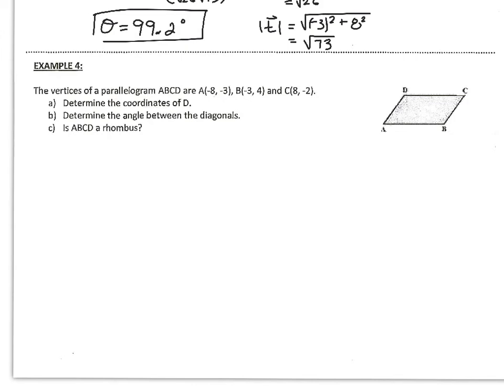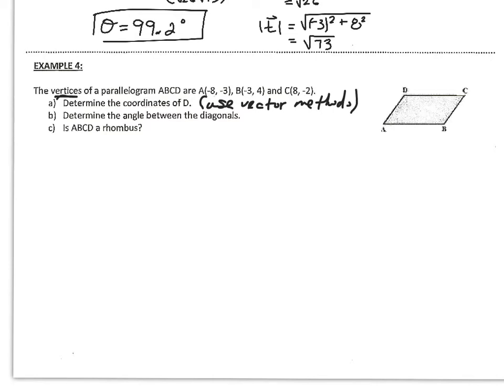Here's example 4, and we've got the vertices of a parallelogram ABCD are A, B, and C, and again these are vertices, so these are points somewhere in space, these aren't vectors. But we can determine the coordinates of D, and we're going to use vector methods for this. There are other ways to do this, but we're going to use vector methods because that's what we've been doing.